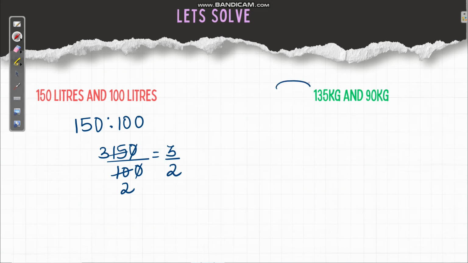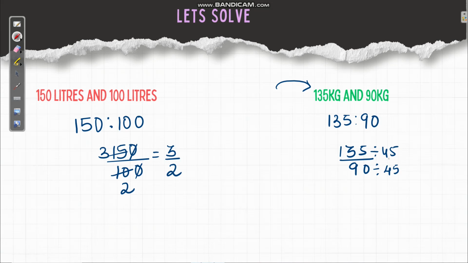Now let's come to this side, that is 135 kg and 90 kg. Let's assume that the 150 liters weigh 135 kg and 100 liters of kerosene weighs 90 kg. So let's take the ratio of their weights now. So it's simply 135 upon 90. A number which can divide both of them, and the HCF of 135 and 90 is 45. If you don't know how to find the HCF, I've already made a video on HCF. There are many ways to find HCF. Please refer to that video.